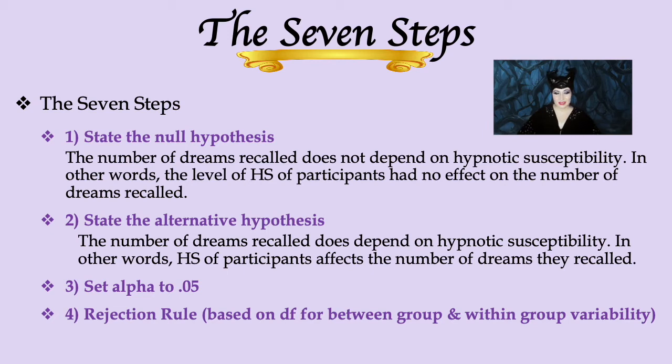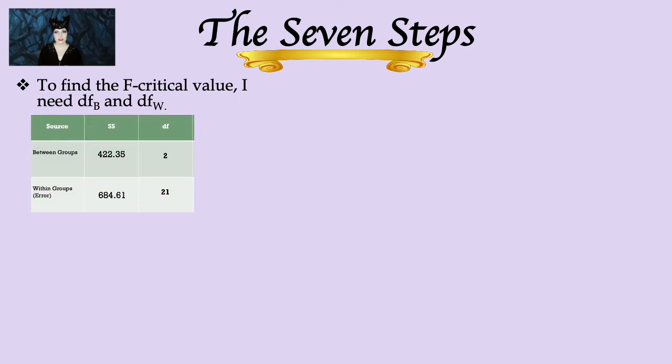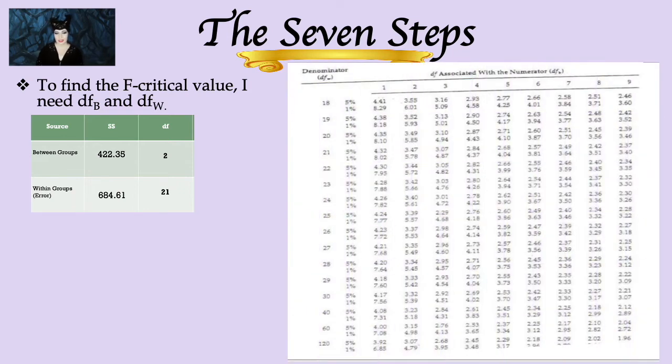Step 4 is finding our threshold, our rejection rule. In other words, finding F critical. We know that in order to do this, we're going to need degrees of freedom between and degrees of freedom within. So if we look back at our source table, we know that degrees of freedom between groups is 2 and degrees of freedom within groups is 21.